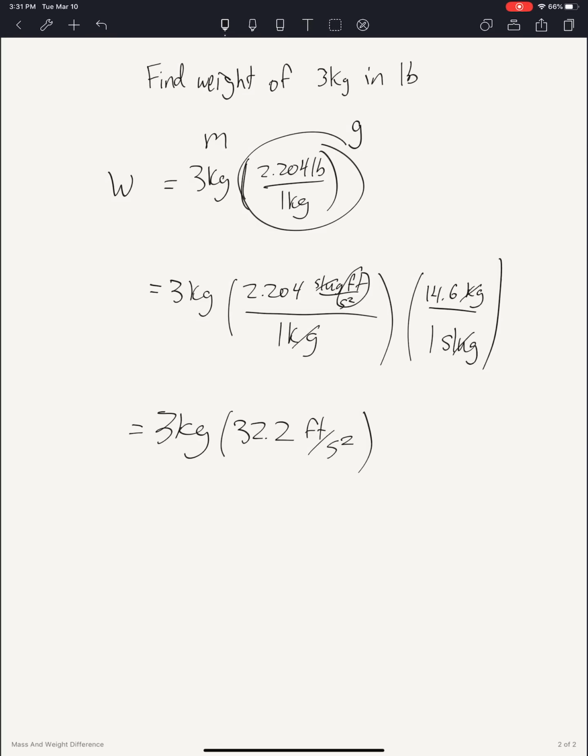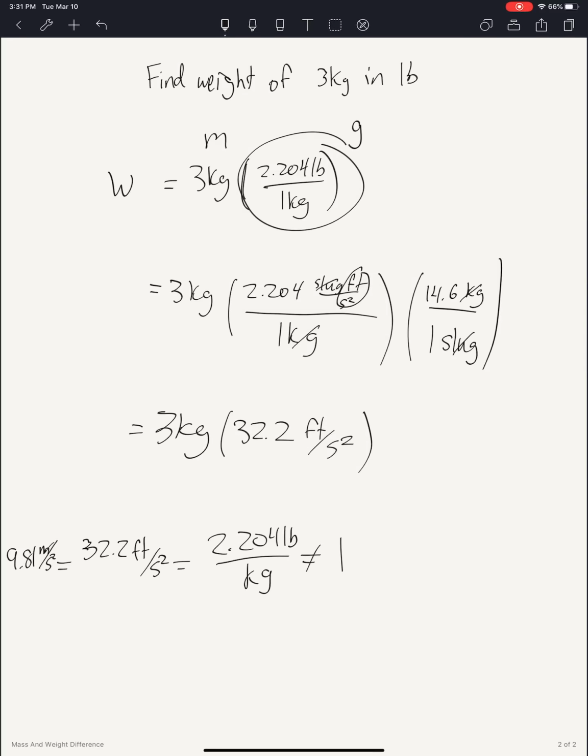So this quantity, 2.204 pounds per kilogram, is not equal to 1. It is instead equal to 32.2 feet per second squared, which is also equal to 9.81 meters per second squared.